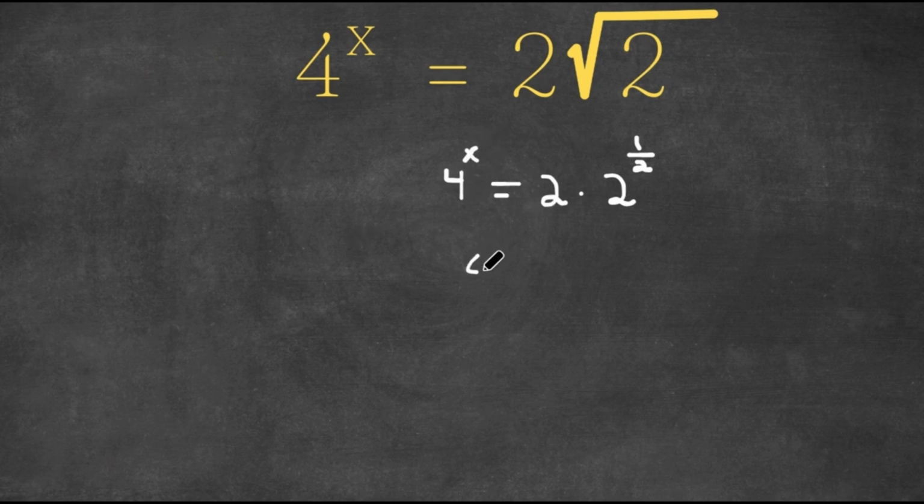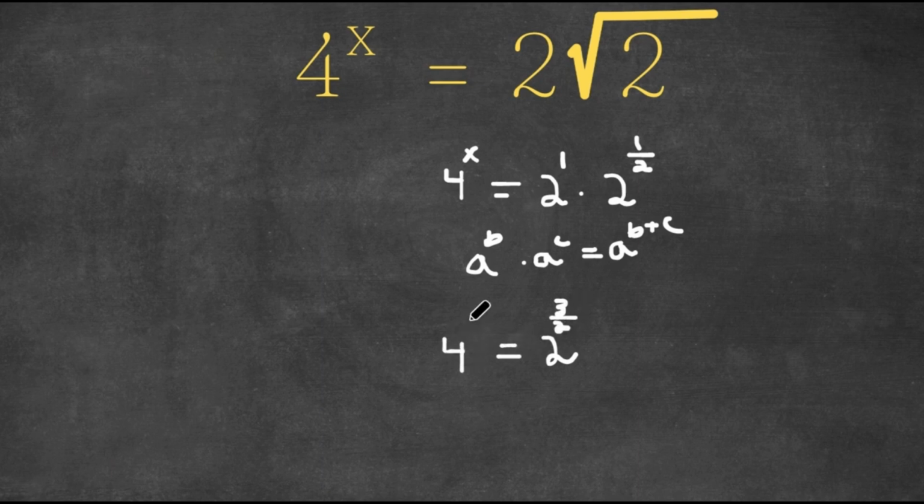Now, a to the power of b times a to the power of c is equal to a to the power of b plus c, right? This is how we multiply exponents. So 2 times 2 to the power of 1/2, well, 2 is the same thing as 2 to the power of 1. So we're essentially adding 1 and 1/2. So we have 2 to the power of 1 plus 1/2, and 1 plus 1/2 is 3/2. This is still equal to 4 to the power of x.